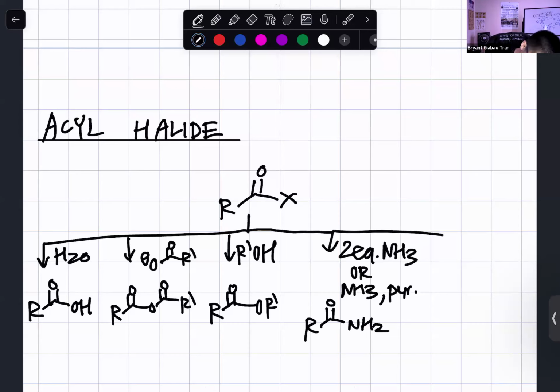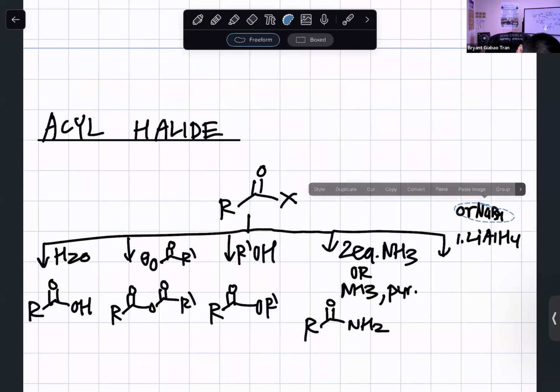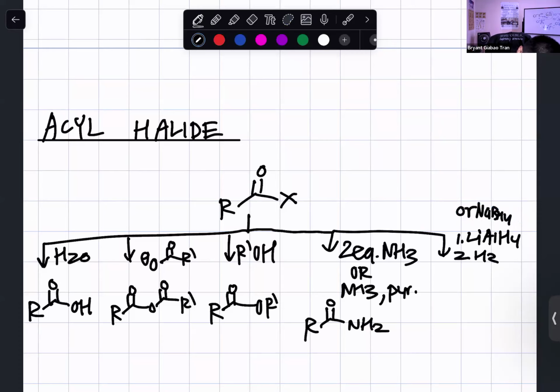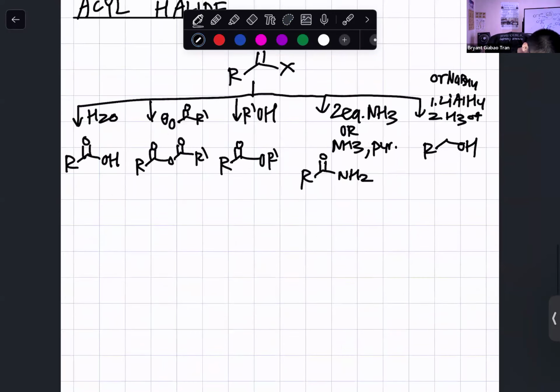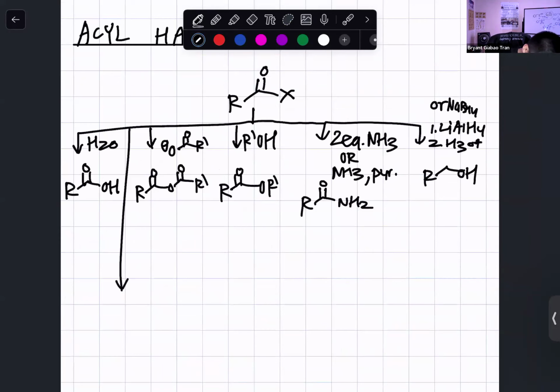We can reduce this acyl halide using LiAlH4 or NaBH4 and acid workup, which would reduce that acyl halide into an alcohol. So that's the reduction. We can use an organometallic reagent like RMgBr or RLi with acid workup, and that's going to add the R group 2 times.